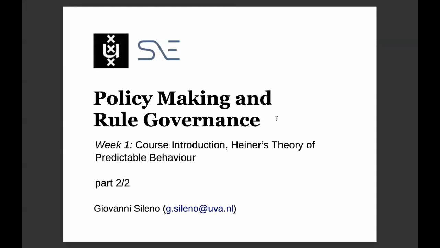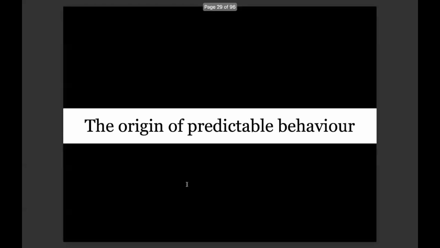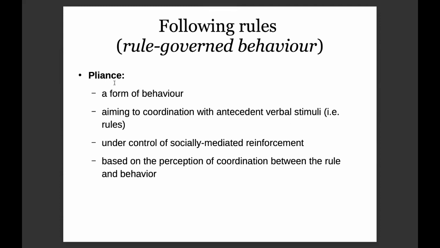In the second part of this course, we will focus on the idea of following behavior, that is, on behavior which is governed by means of rules. A fundamental concept for this domain is the concept of pliance, introduced in psychology to identify a form of behavior whose purpose is to coordinate with a previous verbal stimulus, for instance, a rule that has been given by someone, under the control of some form of reinforcement, which is produced by a social environment around the agent. And this reinforcement, positive or negative, is acting based on the coordination between the rule and the observed behavior.